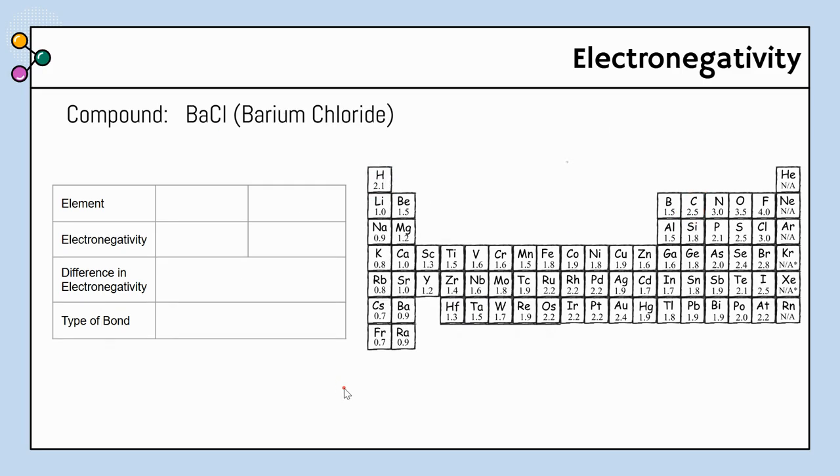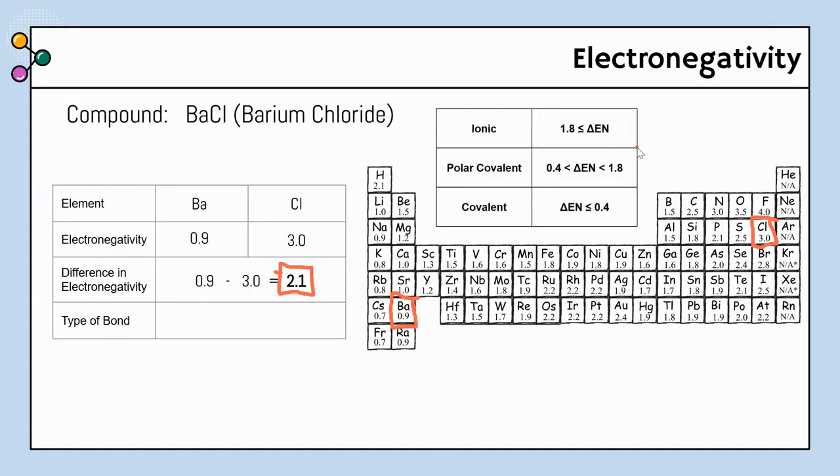On the next slide, we have the same thing, except we're looking at barium chloride now. We'll get our elements set up. I'll find barium right here, has an electronegativity of 0.9. Chlorine over here on the right has an electronegativity of 3.0. And when we calculate the difference, you might expect this to be negative, but in reality, it's not about negative or positive, it's just the difference in the pull. So in reality, we're just going to look at it being a difference of 2.1.